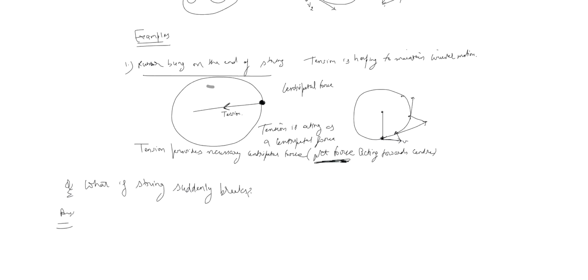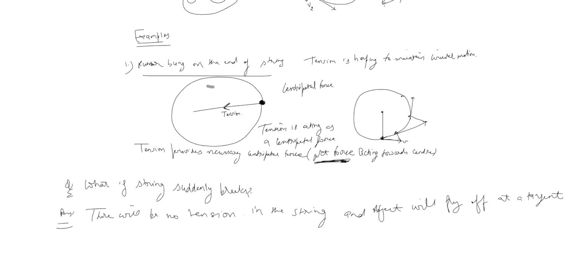If the string suddenly breaks, there will be no tension in this string, and the particle or object will fly off at a tangent to the circle. At a tangent to the circle. Is it fine?